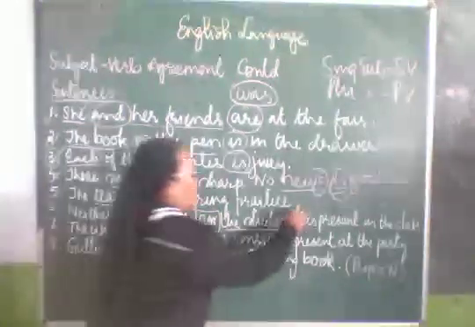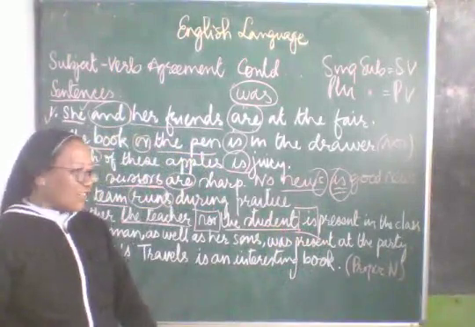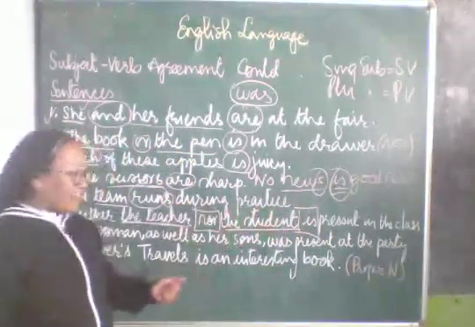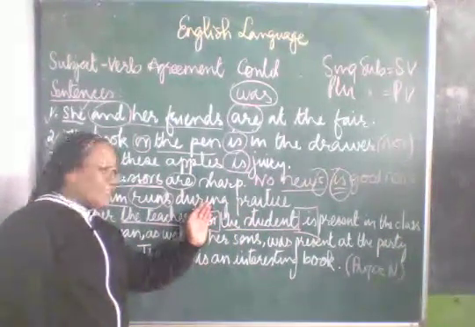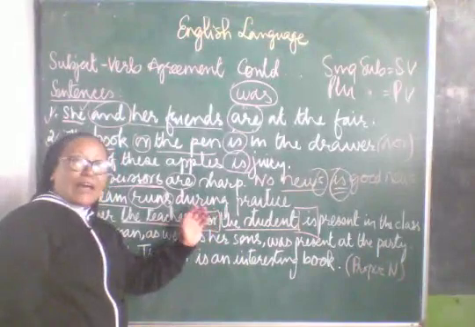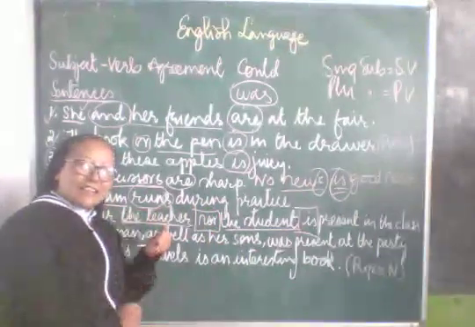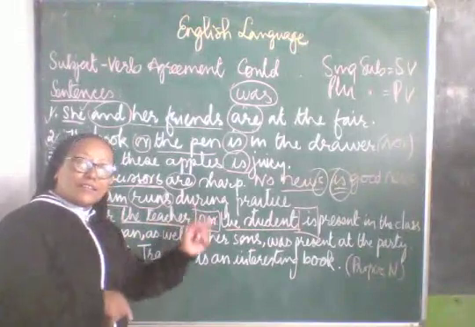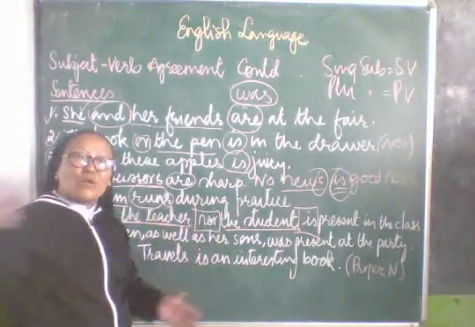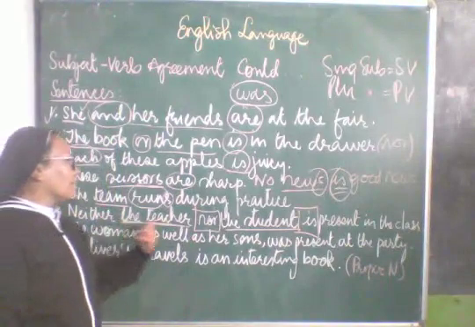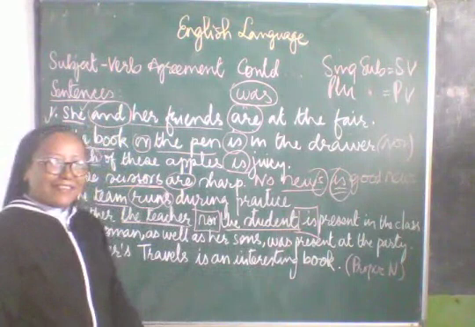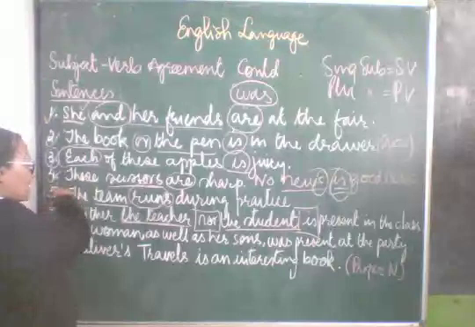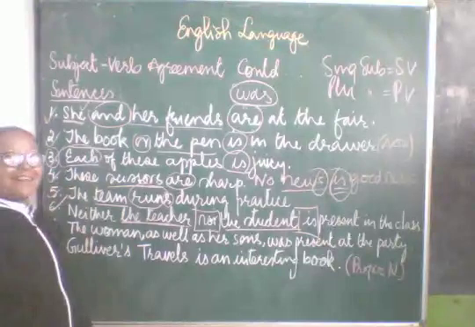Look at this word nor, the student is present in the class. So I don't say are present in the class, because nor is not and. Nor is not and. With and, the subject would be plural, but this is or: either this or that, neither this nor that. So neither the teacher nor the student is present in the class.